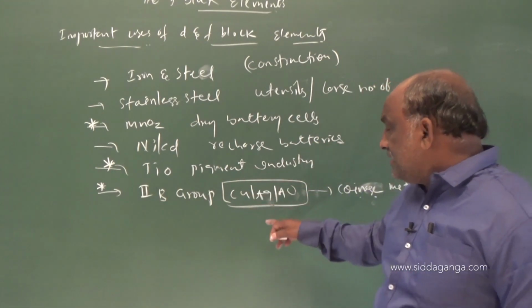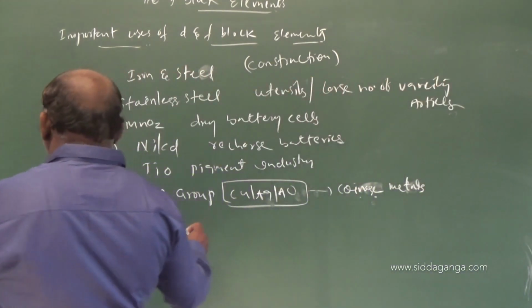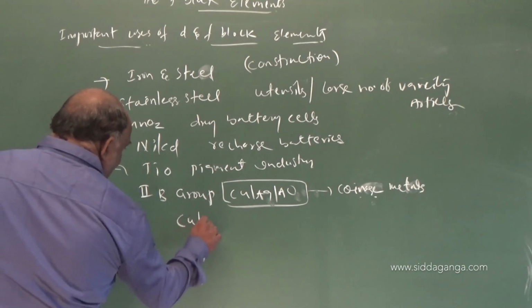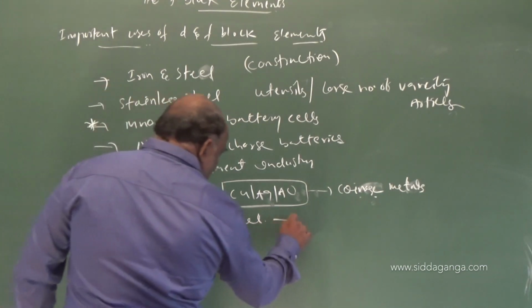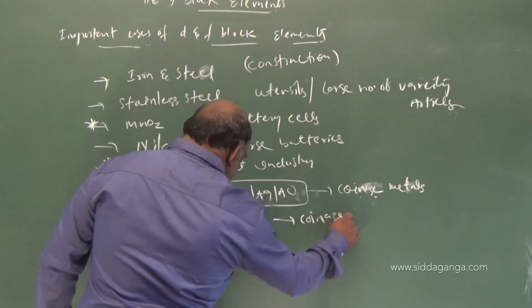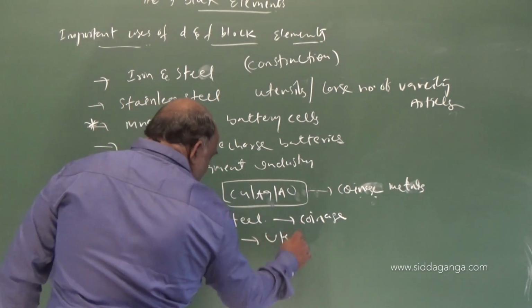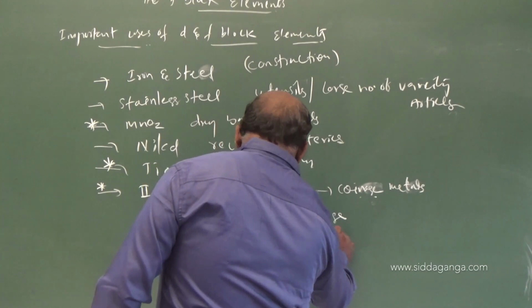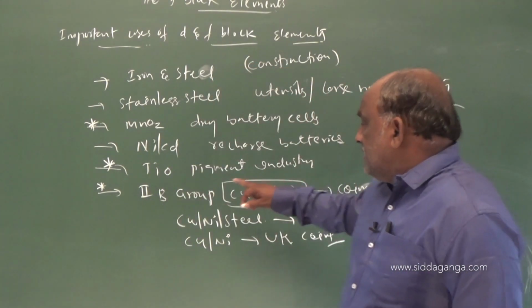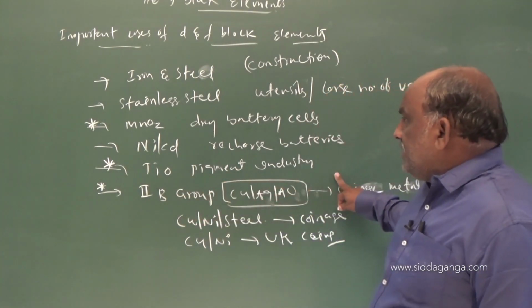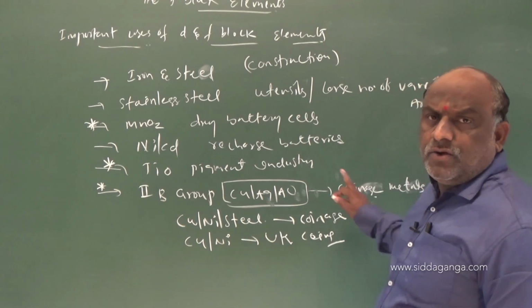Nowadays, instead of silver and gold, they mix copper and nickel and steel for coinage, or copper and nickel, which are used for UK coins. So you should remember this point, my dear students. The 2B group elements are said to be coinage metals: copper, silver, gold.